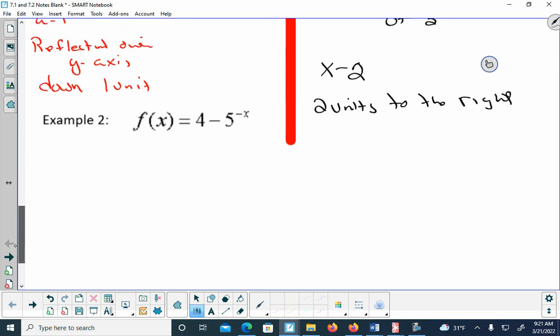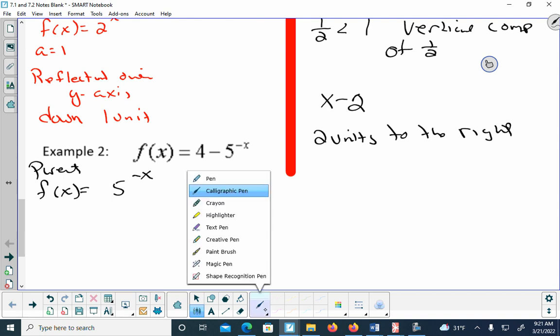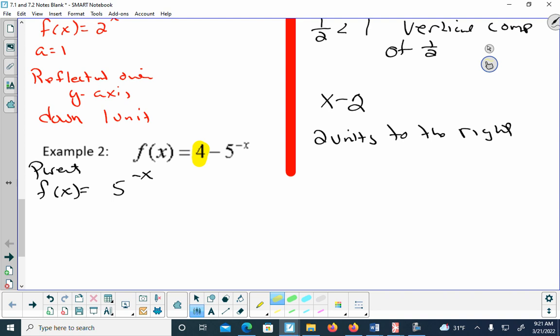Let's do another one. So here I have f of x is equal to 4 minus 5 raised to negative x. So the parent function is going to be f of x is equal to 5 raised to x. Let's go in order from left to right as I see it. The first thing I see is this 4. That 4 is positive. That's my d. So I'm going to move 4 units up. The next thing I see is this minus sign. So my a is 1, but it's negative. That means I'm going to reflect over the x-axis.